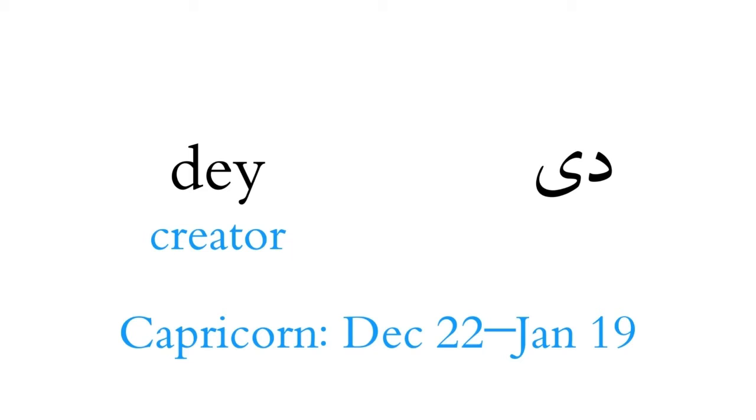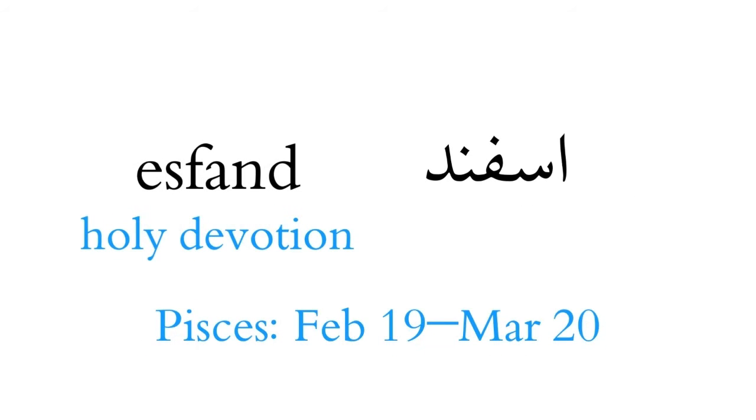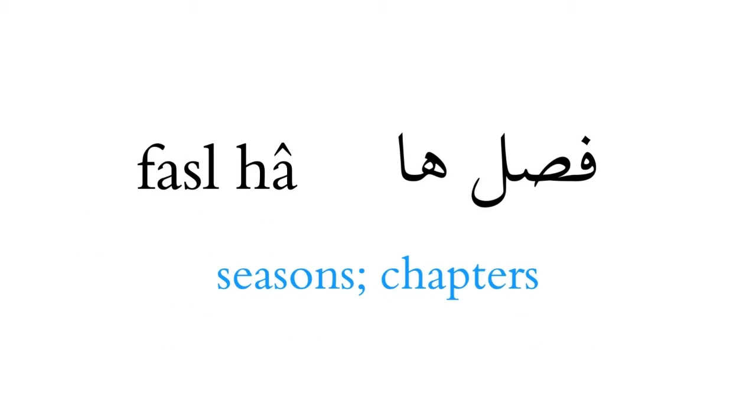Day, creator, and this corresponds with the dates for Capricorn. Bahman, which means good spirit, but in modern Persian it also means avalanche, and it's actually also a man's name, and the dates correspond with the sign for Aquarius. Esfand, holy devotion, and this corresponds with Pisces.